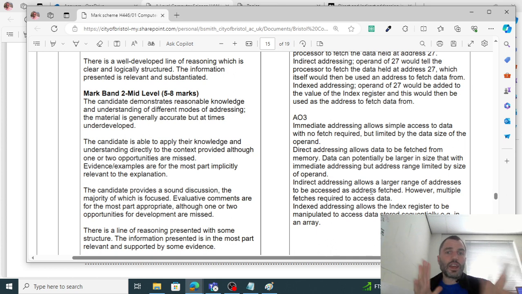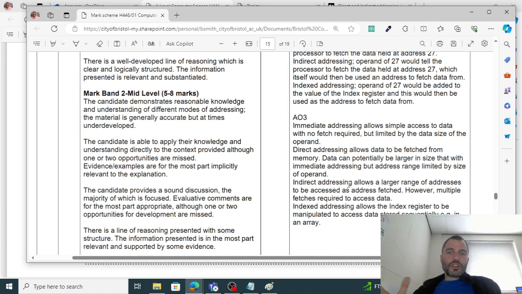Why are these better than the others? Well, as I've said, with immediate addressing you're limited in the amount of data in the operand, 4 bits. But it's faster because it's immediate. Direct addressing allows data to be fetched from memory, so we can use 8 bits instead, but it may be limited in address range. Indirect addressing allows us a larger range of addresses, but you've got a disadvantage here: you have to go to an address of an address, so multiple fetches are required.